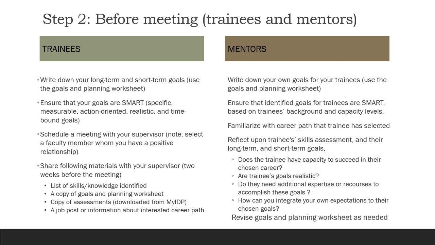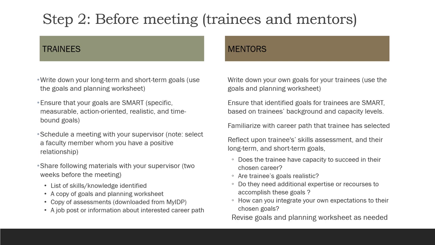When you are drafting your long-term and short-term goals, remember these goals should be SMART. That means these goals should be specific, measurable, action-oriented, realistic, and time-bounded. You can find more information in the guiding documents that I shared, or you can contact me through the following information. You can get more information about how to create SMART goals.